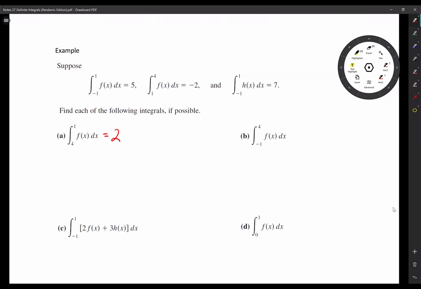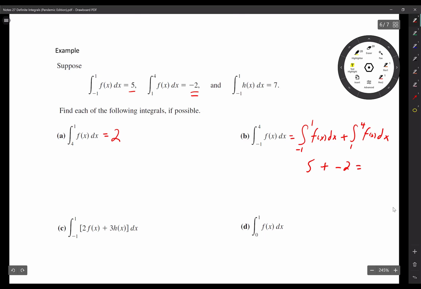Letter B. From -1 to 4 of f of x dx. Well, where this one stops, so let's see if I can draw this. -1 to 1 of f of x dx. Where this one right there stops, the other one better begin, and it does. 1 to 4 of f of x dx. So I can add these two numbers up. 5 plus a -2. So that's going to be 3.